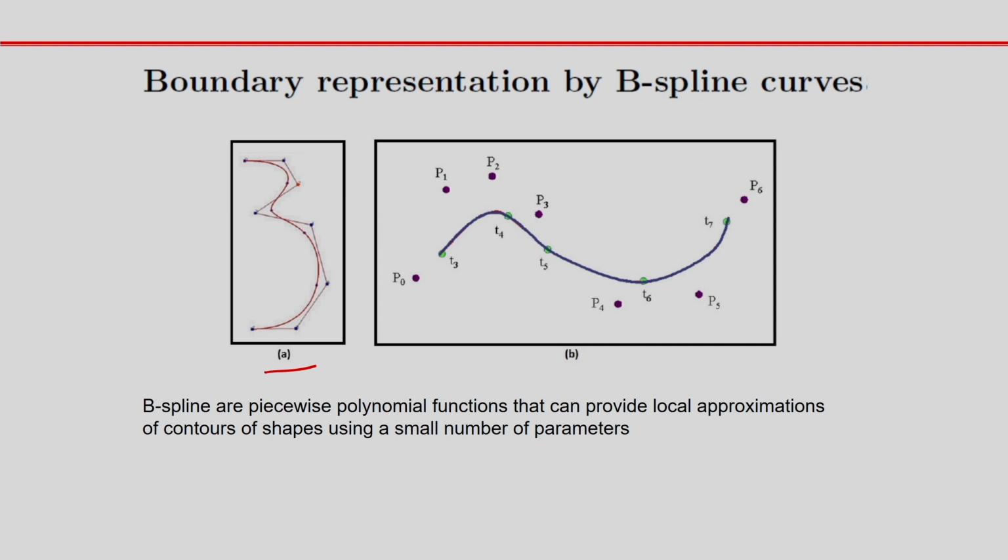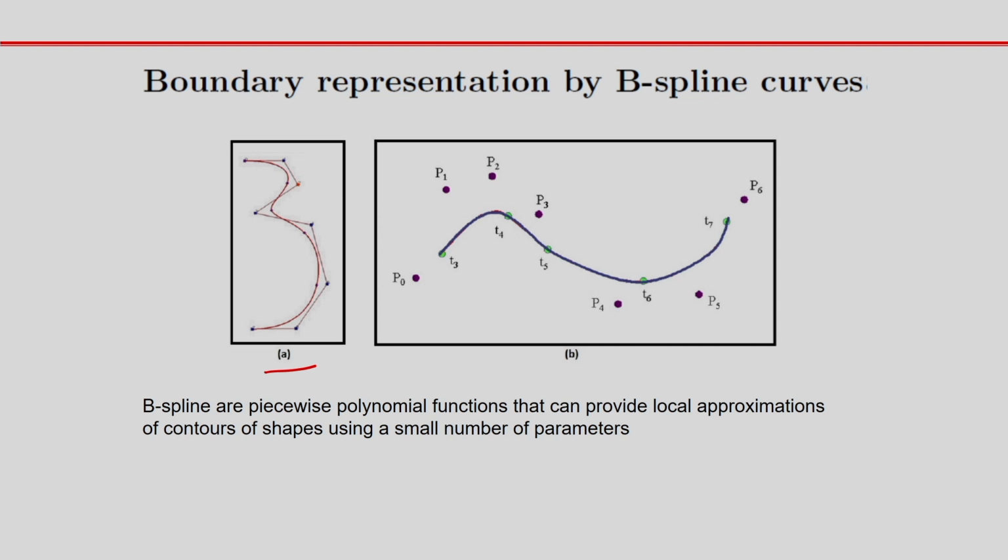Now I will discuss the boundary representation by B-spline curve. So I have shown the figure A. I have shown one boundary. The B-splines are piecewise polynomial functions that can provide local approximation of contours of shapes using a small number of parameters.